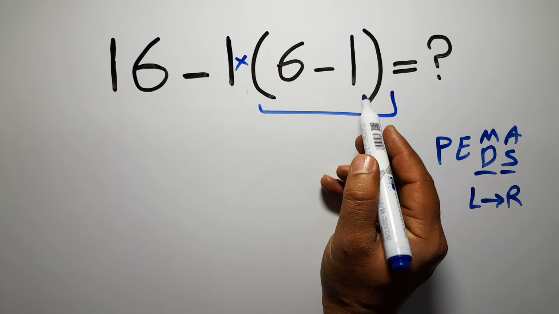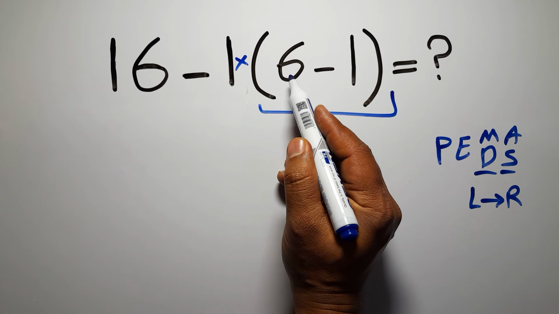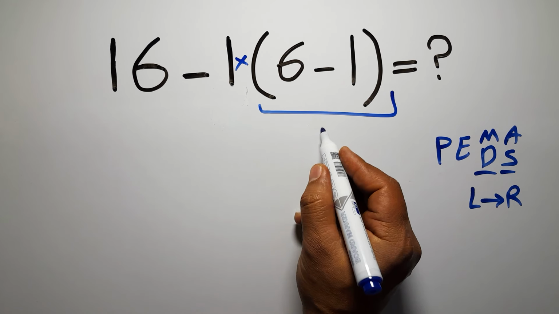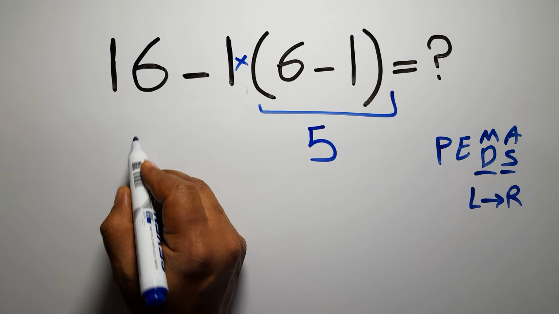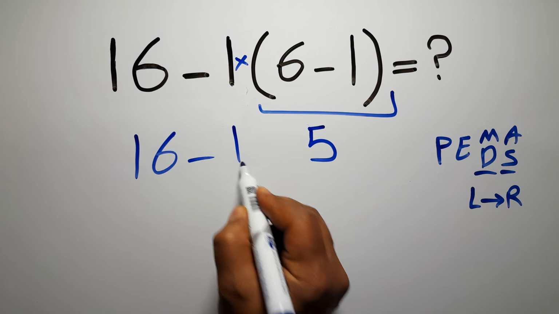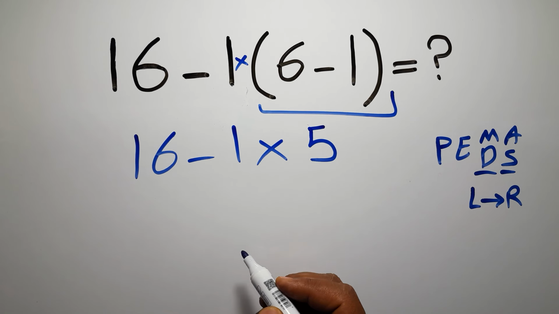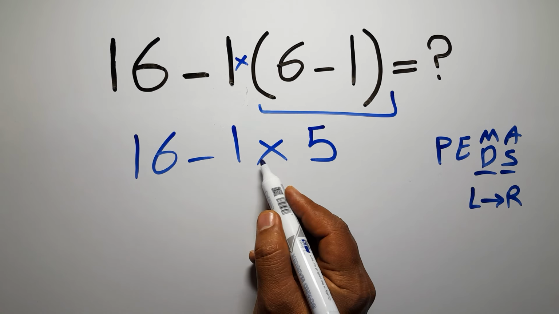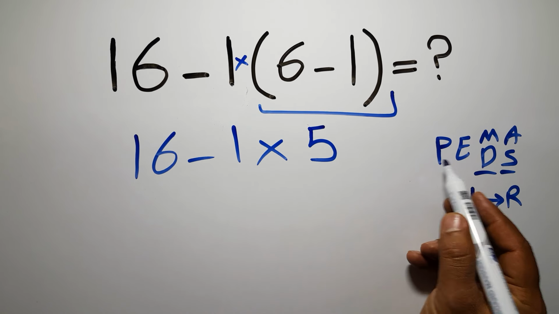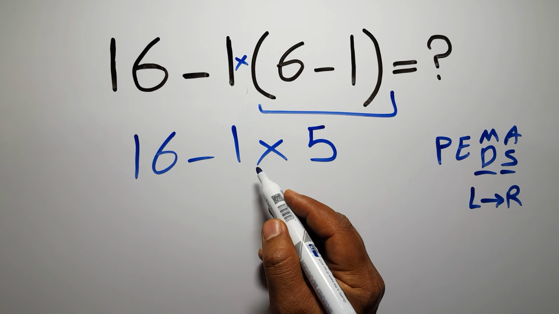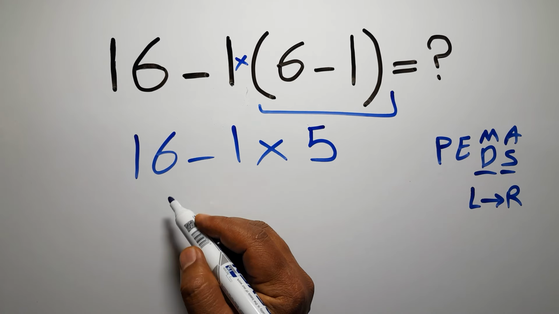So first this parenthesis. Inside this parenthesis we have 6 minus 1, which gives us 5. So we have 16 minus 1 times 5. Now we have one subtraction and one multiplication. According to the PEMDAS, multiplication has higher priority than subtraction.